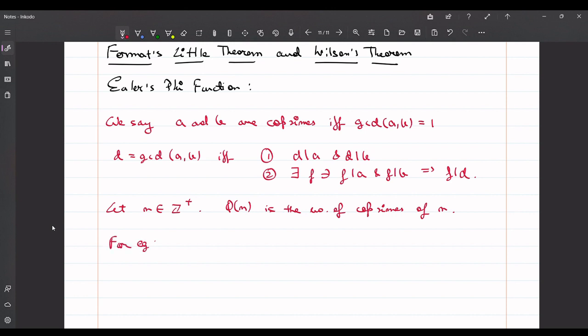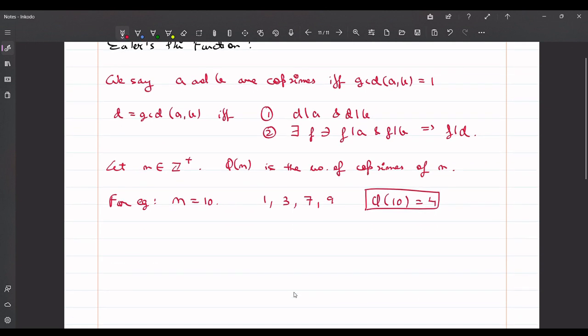For example, let's say we have n is equal to 10. Now what are the coprimes of 10? See, 1, right? Then we have 3, then we have 7, and we have 9, right? These are the coprimes with this. See, GCD of 1 and 10 is 1, GCD of anything with 1 is 1. GCD of 3 and 10 is 1, GCD of 7 and 10 is 1, and GCD of 9 and 10 is 1. So phi of 10 must be 4. This is the basic about Euler's phi function.